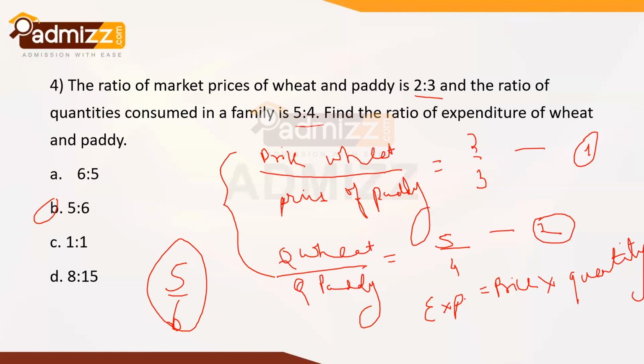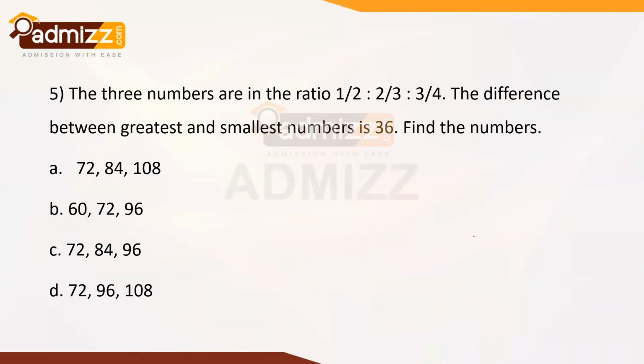Yes, it's definitely a bit confusing, but once you remember this formula, which is expenditure equals price times quantity, I think it becomes quite intuitive because numerator and numerator get multiplied, and denominator and denominator get multiplied. So in the end, we get expenditure on wheat by expenditure on paddy on the left-hand side, and the right-hand side becomes multiplication of these two ratios, which is 5/6, which is our answer in this case. Next up, we've got question number 5.